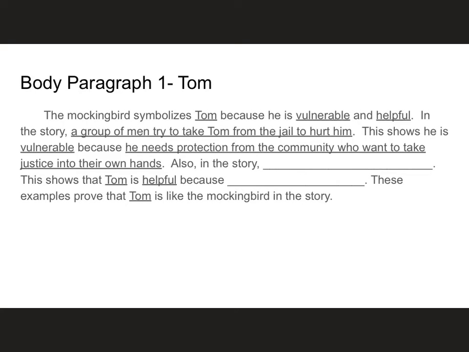I start by having my first sentence say what this paragraph is going to be about, the assertion, and it's about Tom. So I wrote, the mockingbird symbolizes Tom because he is vulnerable and helpful. That's what I'm trying to show or prove. Now I give my example. In the story, a group of men try to take Tom from the jail to hurt him. That's my example from the story as to why Tom is vulnerable.